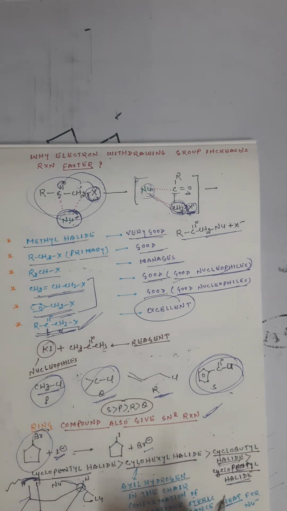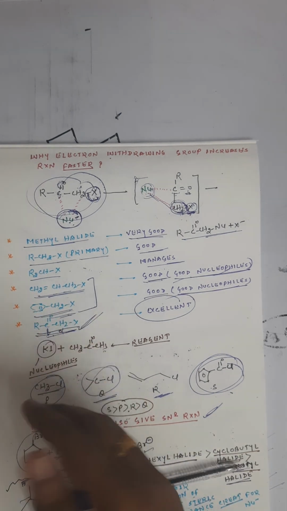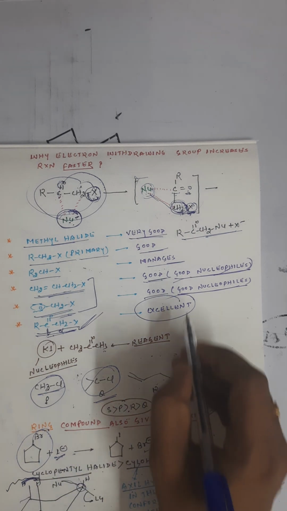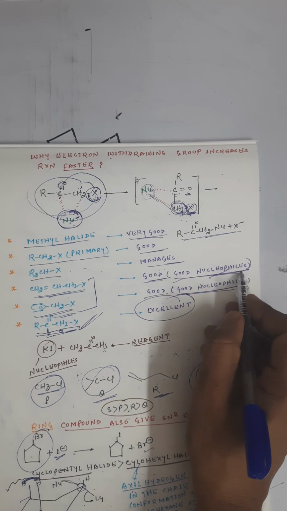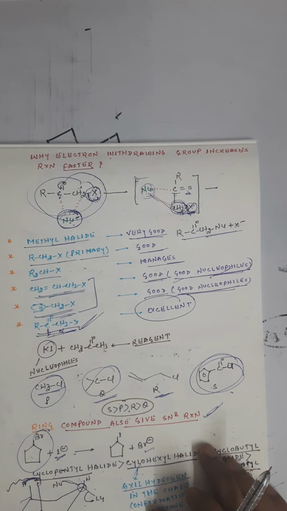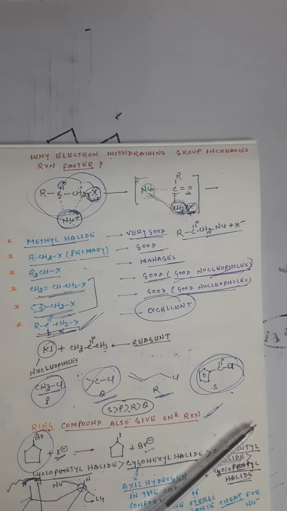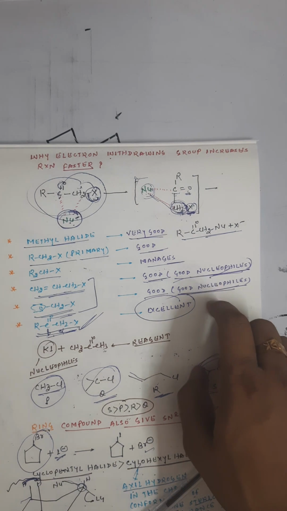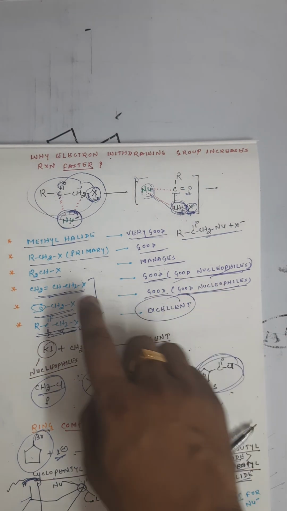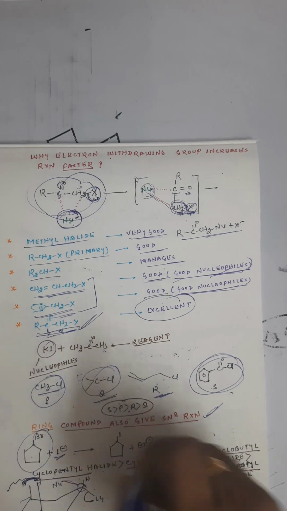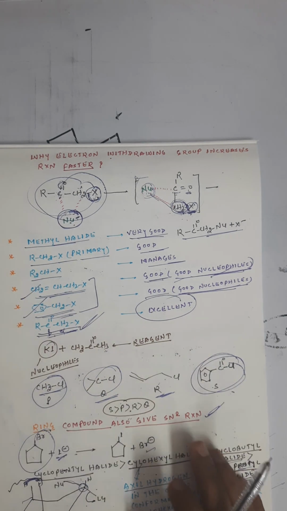Now, a lot of students are confused about whether benzyl halides or allyl halides will involve SN2 or SN1. Students, keep in mind one thing: when you have taken a very good nucleophile, both will involve SN2. When you take a weak nucleophile, both will involve SN1. Clear? When you take a very good nucleophile, it will involve SN2, otherwise it will involve SN1. But both can involve SN2 and SN1.